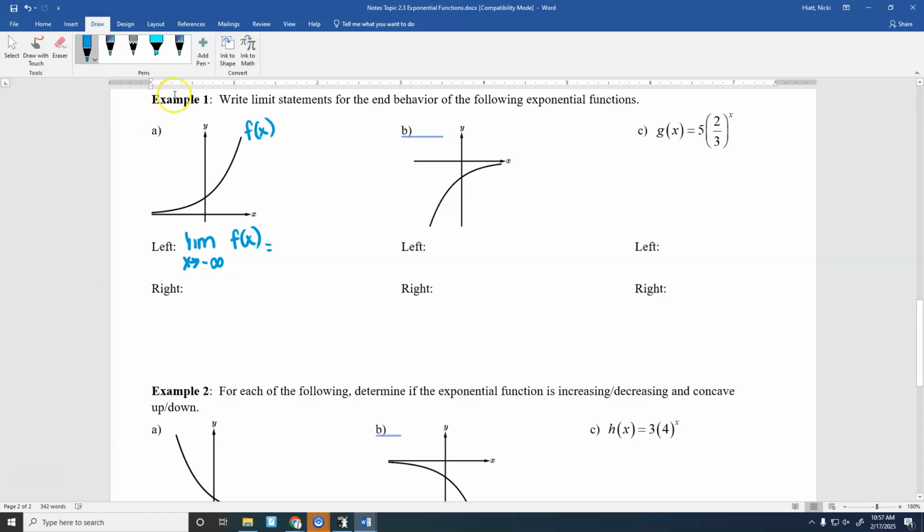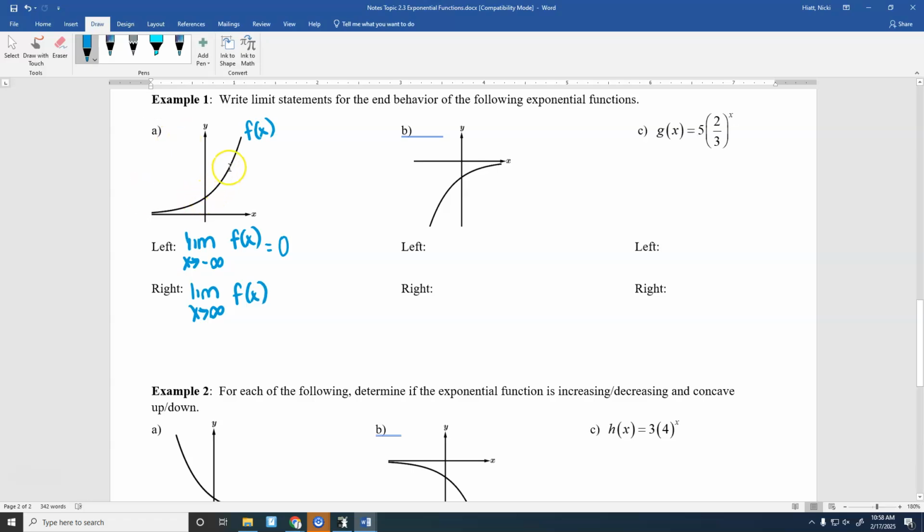All right, on the left side of this function, what does it appear that we are approaching? Looks like it's 0 because it has a horizontal asymptote. Exponential functions always have a horizontal asymptote. So if it looks like it's going to a line, assume it is that line. Okay. On the right, I would be looking at what happens as I move to the right for this function.